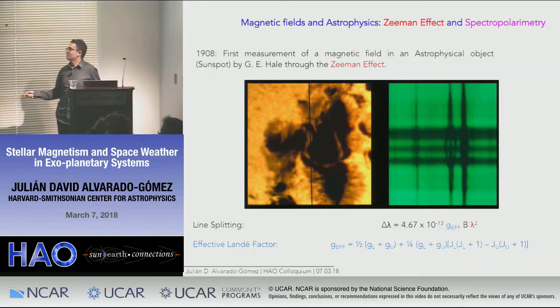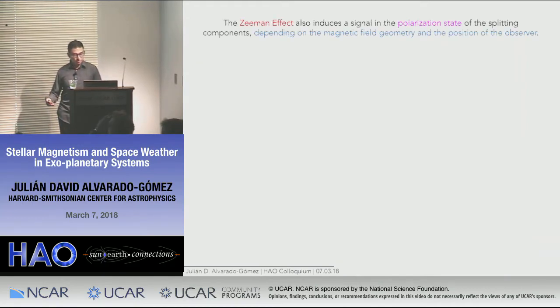And basically what we have here is that the line splitting is going to be a function of the strength of the field, this parameter here that kind of encompasses the sensitivity of the line to the magnetic field, and it's going to be proportional to the wavelength of the spectral line squared. So the redder you go, the easier it is to detect the splitting. And the Zeeman effect introduces a particular signal in the polarization state of the components, and this will depend strongly on the geometry that you have and the position of the observer.